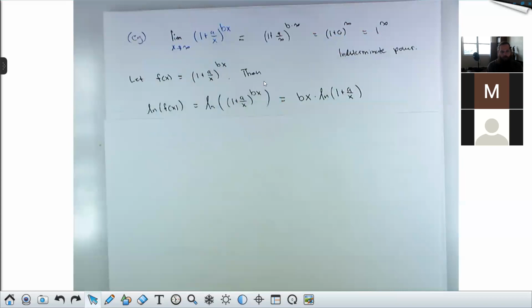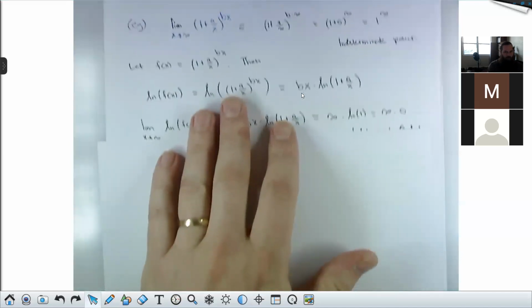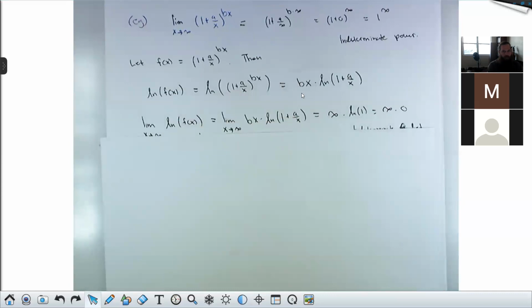Now I use rules for logarithms to bring this bx from inside the log as a power to down front of the log as a multiple. And I go, okay, this is looking better. If I try to take limits of that, I just take a limit everywhere in the line above. The limit of the natural log of f of x will be equal to the limit of this thing, because the natural log of f of x is this thing. So I just take limits everywhere.